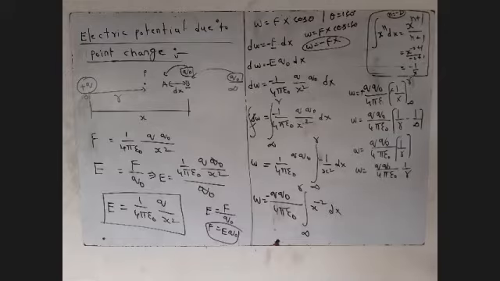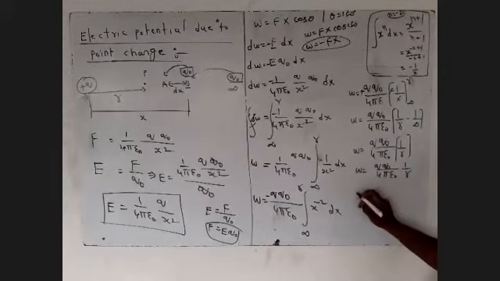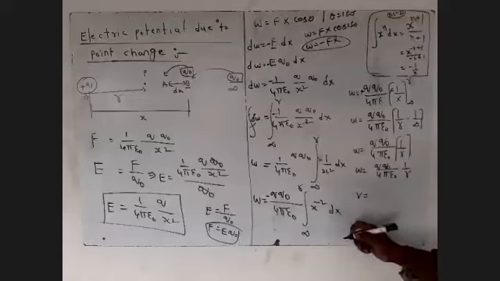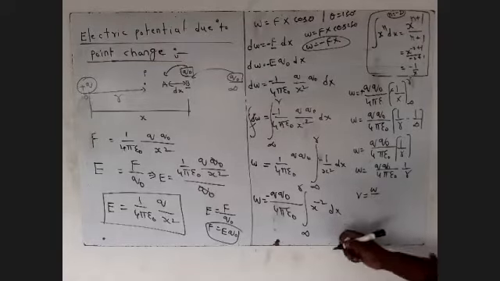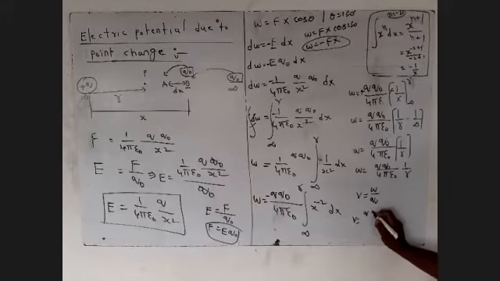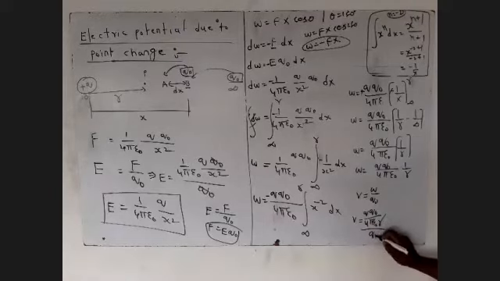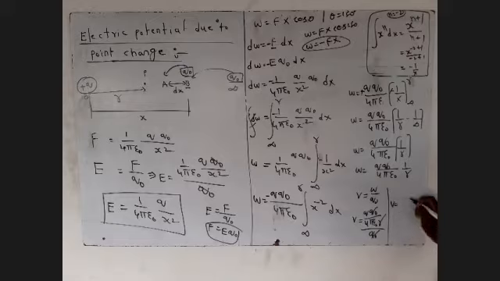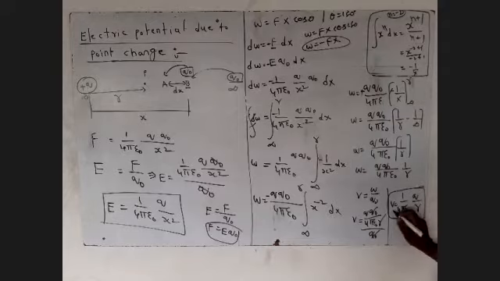Next we have the potential formula. What is electric potential? V is equal to W by Q naught. So V is equal to W, which is Q Q naught by 4 pi epsilon naught R, divided by Q naught. Q naught cancels out. So V is equal to 1 by 4 pi epsilon naught Q by R. This is the electric potential formula at point P.